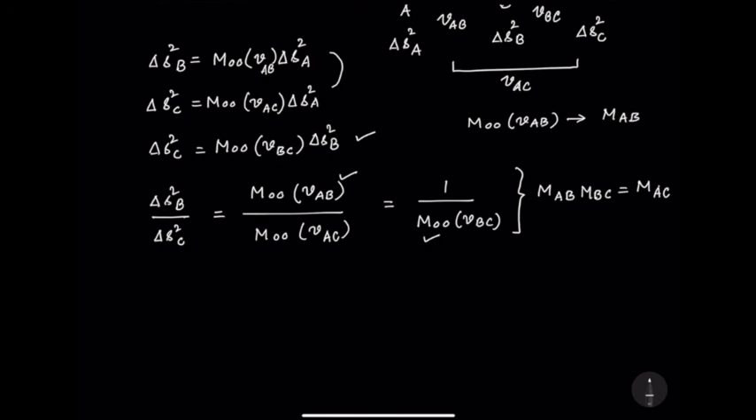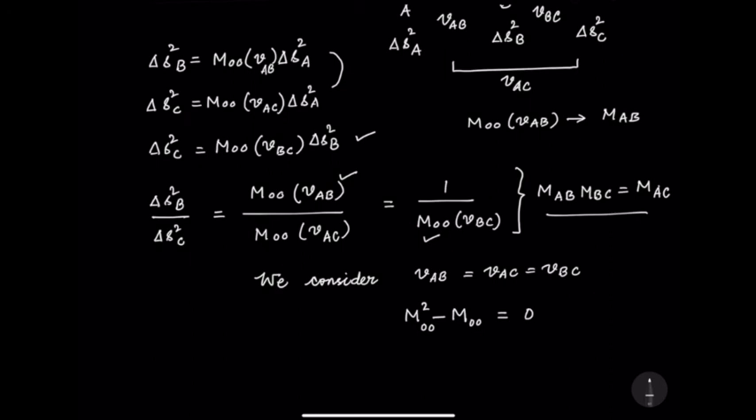So for any V, it should be true. So what I do is, again, a trick: we consider all V's to be the same. Their directions can be different, but the magnitudes of all these three are the same. There's no harm in doing that. At least for this case, this equation should hold. And what does this equation become then? It becomes M square minus M. By the way, these are M00s. This is equal to 0.